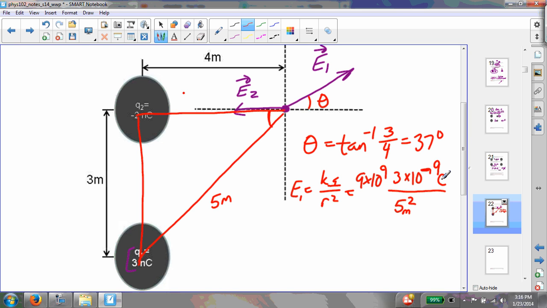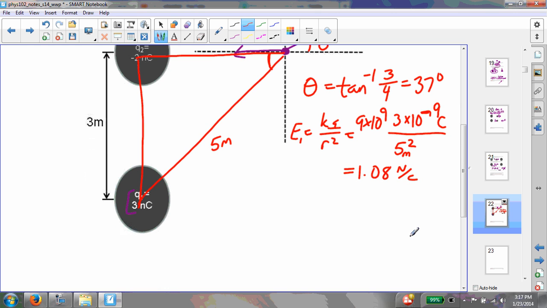It's coulombs. And now I can find my electric field due to charge number 1. It's 27 over 25. Get 1.08 newtons per coulomb. As I also said, it can be measured in volts per meter.